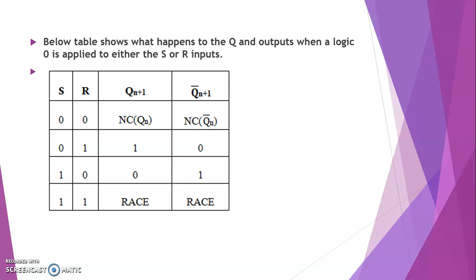If SR is 0 0, then Qn plus 1 and Qn bar plus 1 do not change. If SR is 0 1, then Qn plus 1 is 1 and Qn bar plus 1 is 0. When SR is 1 0, then Qn plus 1 is 0 and Qn bar plus 1 is 1. If SR is 1 1, then both are in a race condition. Okay, this is the truth table for the SR flip-flop.